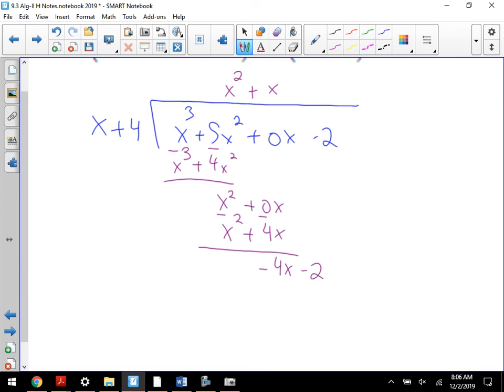And then what do I multiply x by to turn it into a negative 4x? Very good. Bring that over. We have negative 4x minus 16. Subtract. And then I'm left with 14. Now, that 14 is a remainder. Is that 14 positive or negative? Positive, good. So my final answer would be all of that plus 14 over x plus 4. That's how you write the remainder.